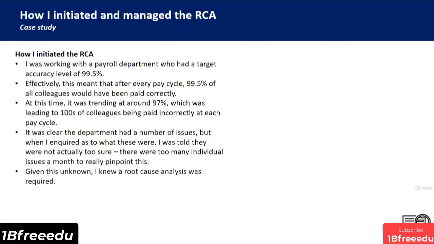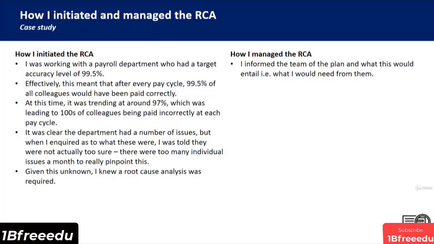So given this unknown, I knew a root cause analysis was required. I was sat there asking the question, why? And again, if you're asking the question why, you need to then launch a root cause analysis. So how did I manage this? Firstly, I informed the team of the plan and what this would entail. So basically what I would need from them. This team, they're the ones that work through the process, they run the process, they own the process. Therefore, they're the ones that are going to do the upfront work for me. So I explained that to them.